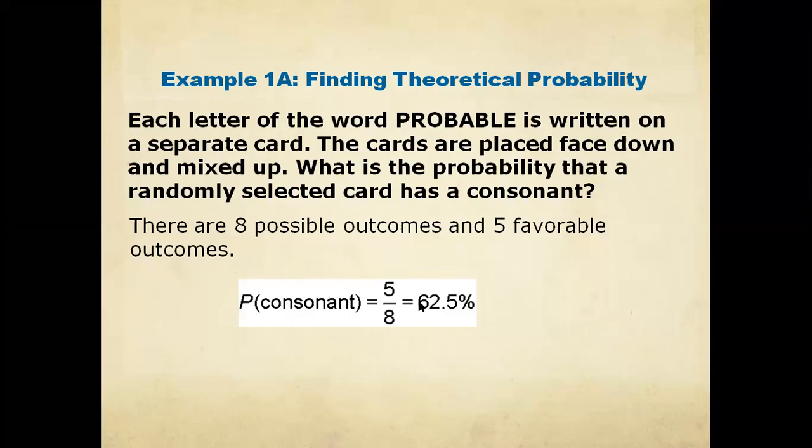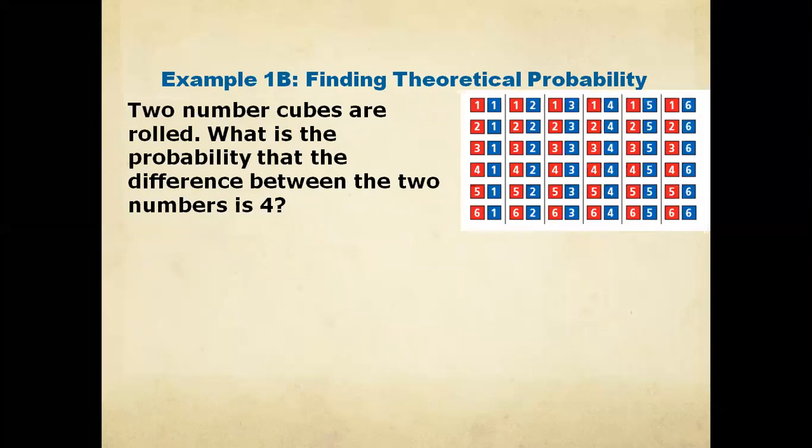Taban, no need to write it as a percentage since you wrote it as a fraction. The fraction is enough. Now here is another example about finding theoretical probability. Two number cubes are rolled. What is the probability that the difference between the two numbers is 4? We did a question like that before. Yes, Lean?